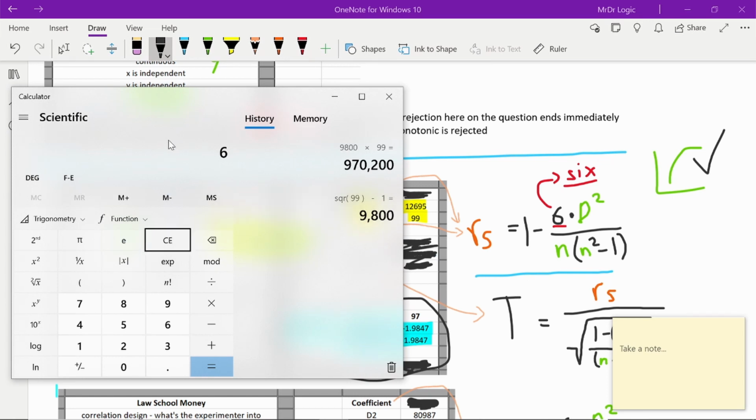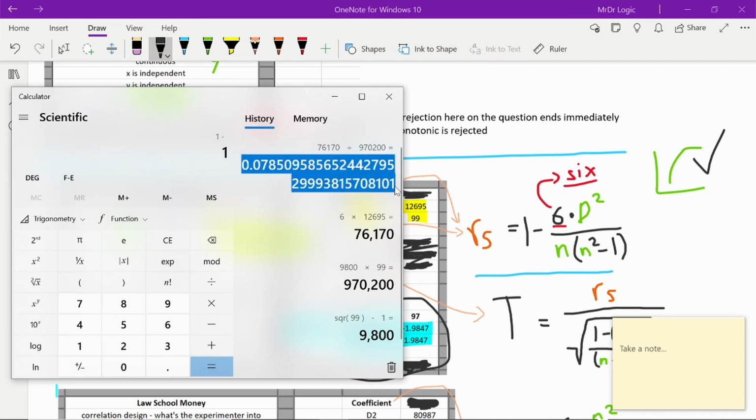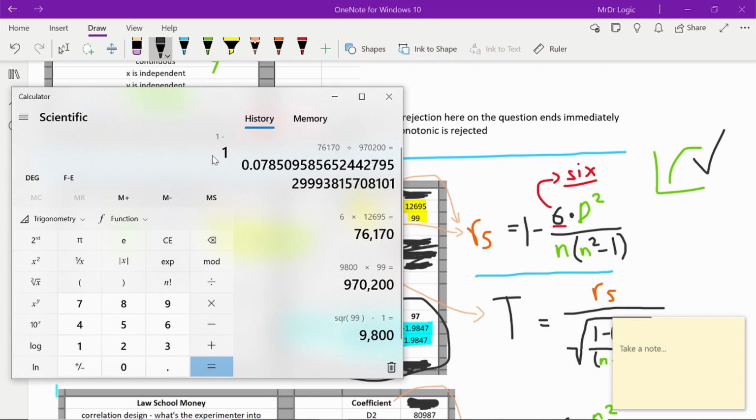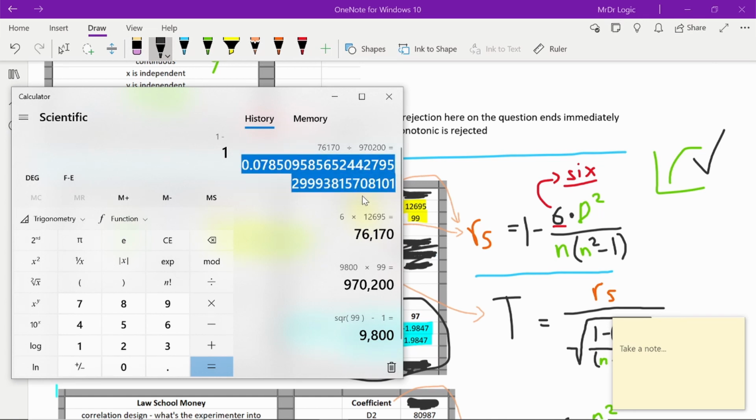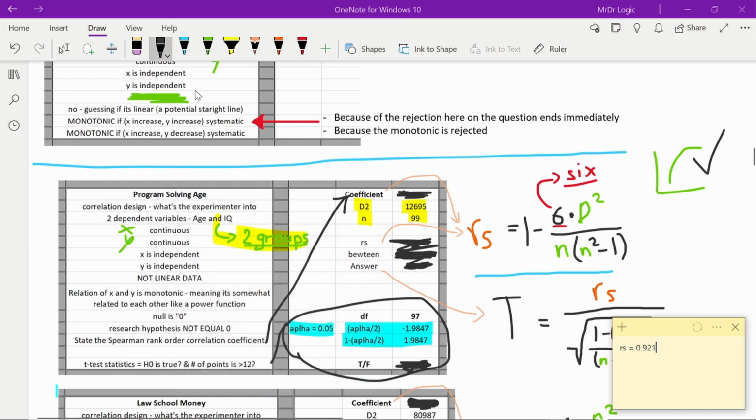So 6 times 6 being the hard number, and it never changes. D is 12,695. You can see that right here. We get that number. So immediately you know what I'm going to do. This divided by 200. We get this number, and so 1 minus this number. My Control C, Control V is not working. And so we get our final answer, 0.921. So RS is equal to 0.921. And so if I didn't cheat, or if I did this correctly, RS is this.